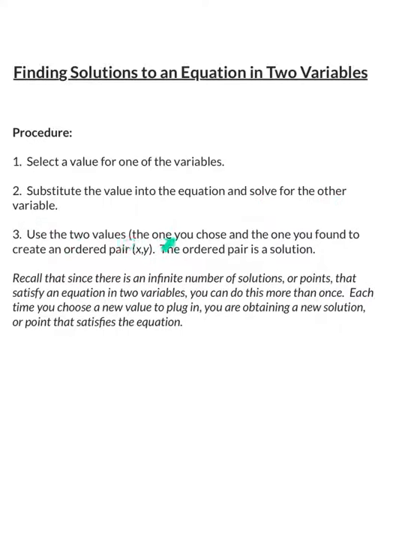We use the two values, the one you chose and the one you found, to create an ordered pair (x, y). The ordered pair is a solution. So recall that since there are an infinite number of solutions or points that satisfy an equation in two variables, you can do this more than once. Each time you choose a new value to plug in, you are obtaining a new solution or point that satisfies the equation.